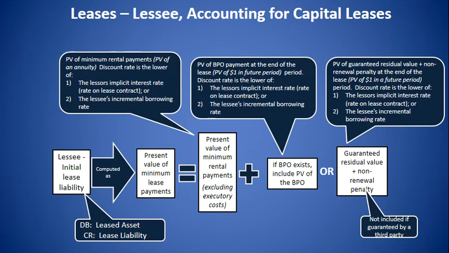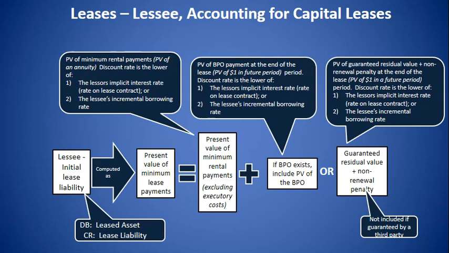Let's look at the BPO right now and just assume that it does exist. If the BPO exists, we will include the present value of the BPO. And the present value of the BPO payment at the end of the lease would be the present value of $1 in a future period. So we're going to discount our future liability or future payment by the discount rate of, again, the lessor's implicit rate, the rate on the lease contract, or the lessee's incremental borrowing rate, just like we did for the present value of minimum rental payments.